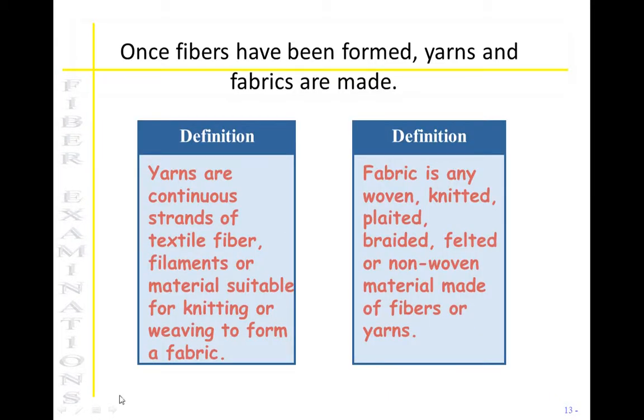So if we think about this, we have to think back to how fibers are actually formed and how fabrics are actually made. Yarns are the continuous strands of a textile fiber. The fabric is any woven, knitted, plaited, braided, felted, or non-woven material made up of fibers or yarns.